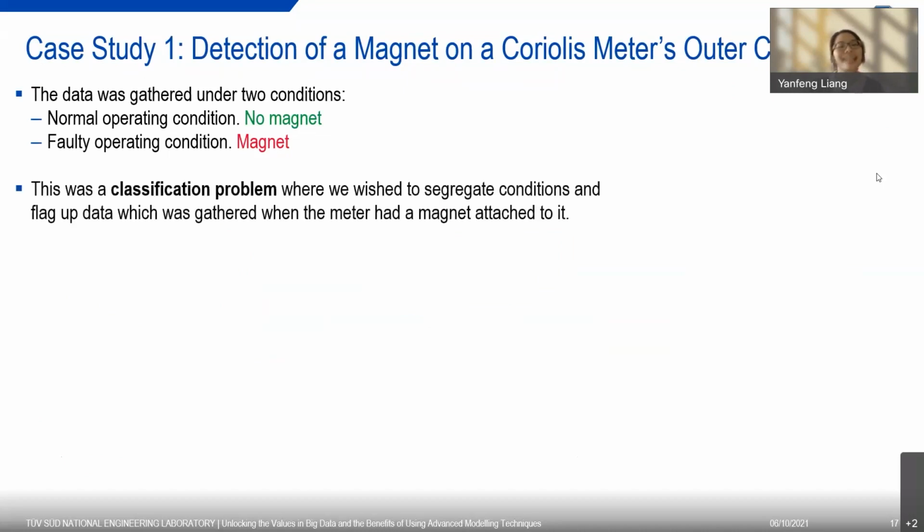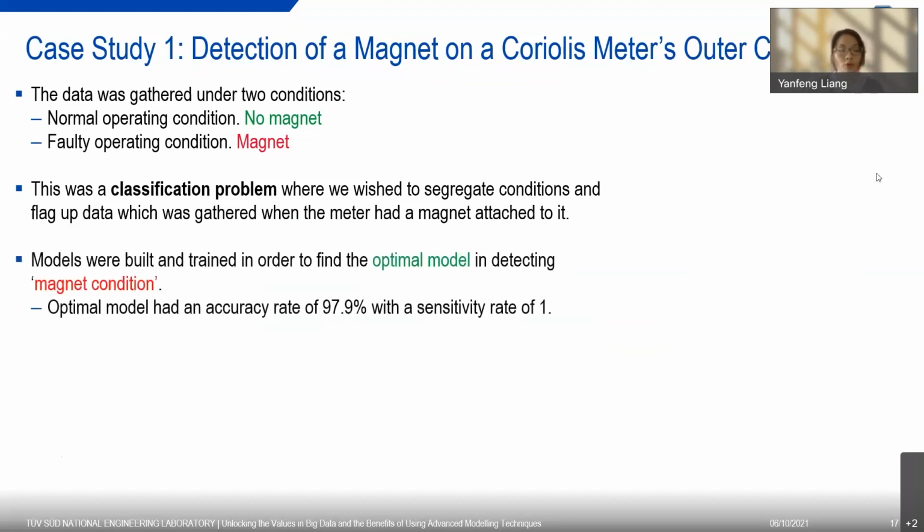This is a classic classification model, where we wish to segregate the conditions and flag up data gathered when the meter had a magnet attached. In other words, we want to train the model to learn the pattern, the trend, and the correlation between variables when the Coriolis meter was normal versus when it had a magnet on it. We want the model to learn all the subtle changes we would expect if there was a magnet, so that we can flag that up. The model was trained and built to find the optimal model to detect this magnet condition. The optimal model had an average accuracy rate of 97.9% with a sensitivity rate of 1.